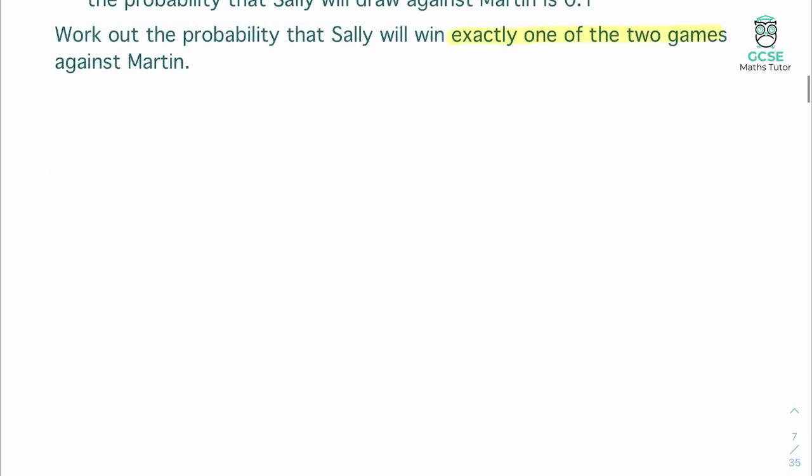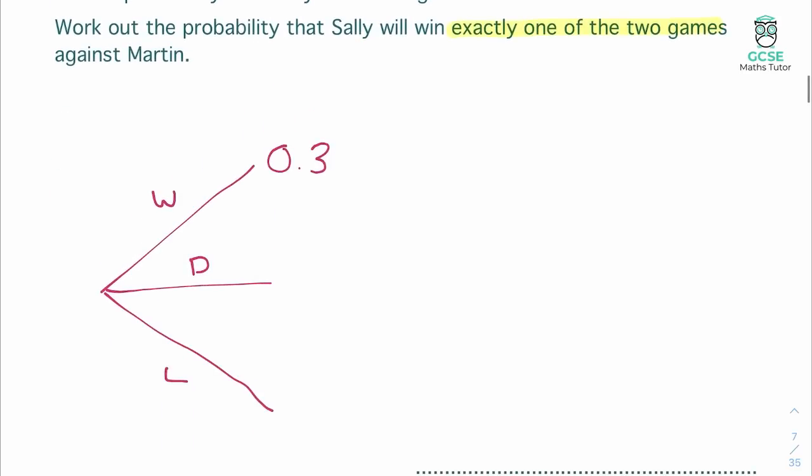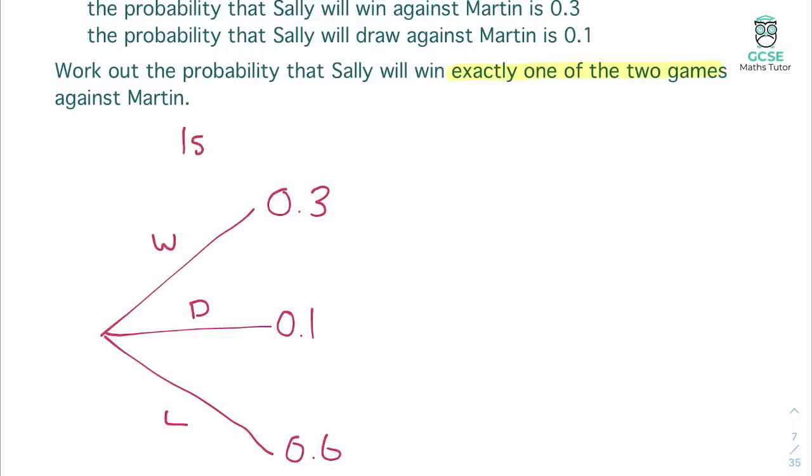Okay, so we need to draw a probability tree. You can obviously do this without a probability tree, but I think it's probably a bit easier to visualize if we draw one. So win, draw, and lose. The probability of a win was 0.3. The draw was 0.1. That adds up to 0.4, so 0.6 for a loss. So that's the first game. You can label that first game if you want.